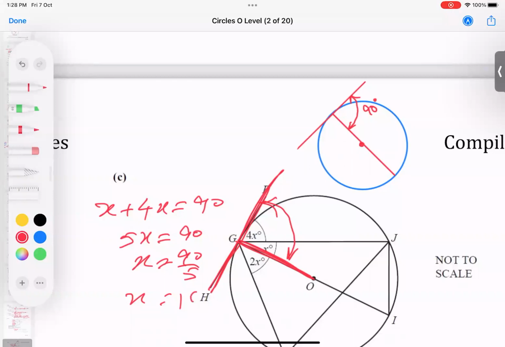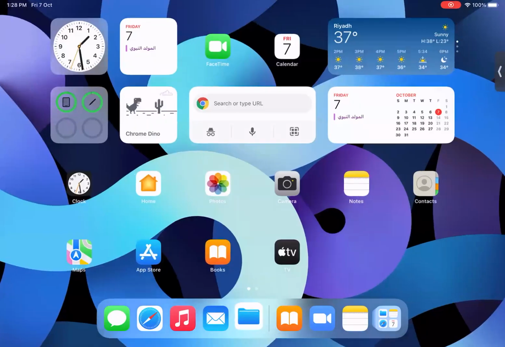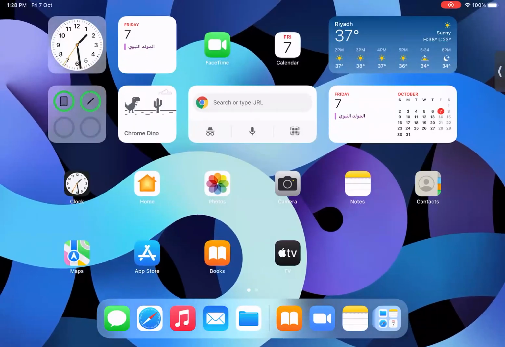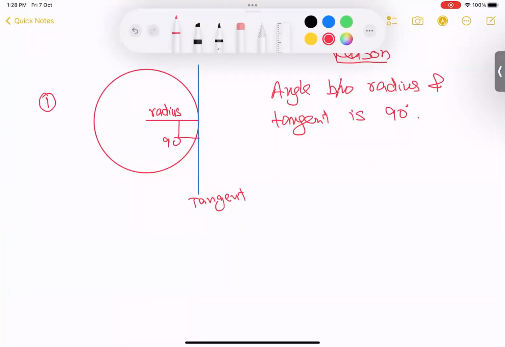So 5 eights are 40. I think the idea is clear. So first property is very clear. Property number 1 is clear. I believe property number 1 is clear to you. Now let's go to property number 2.